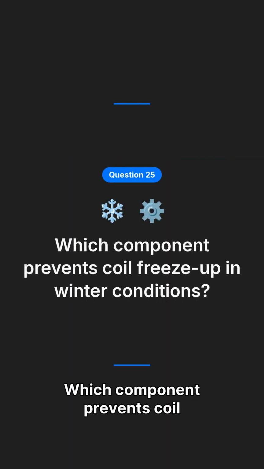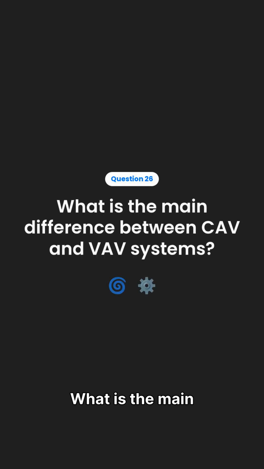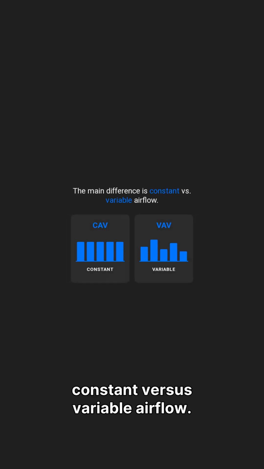Which component prevents coil freeze-up in winter conditions? A preheat coil or freeze-stat prevents coil freeze-up. What is the main difference between CAV and VAV systems? The main difference is constant versus variable airflow.